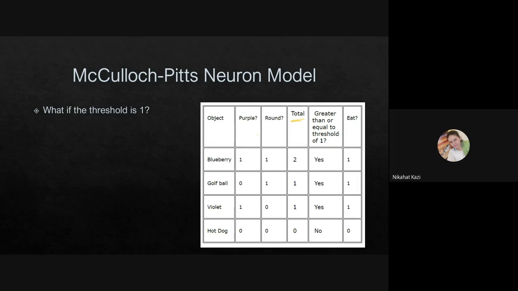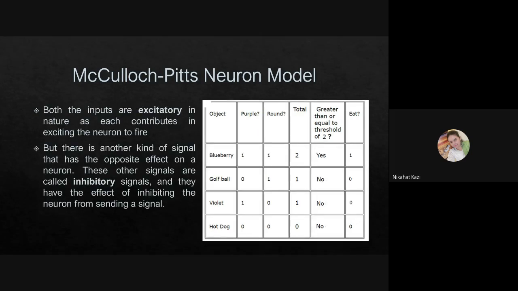So what will be the threshold of this neuron? It will be 2, right? So if it is 2, then only the first case it will eat. So if the total of the inputs is greater than or equal to the threshold, that is 2, then it will eat. Otherwise, it will not eat, right? So the inputs that are there, they are actually present in our case, in this example.